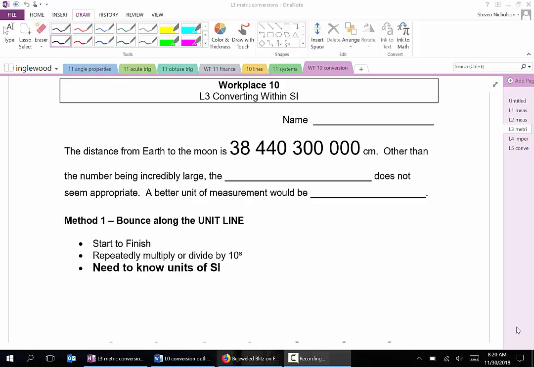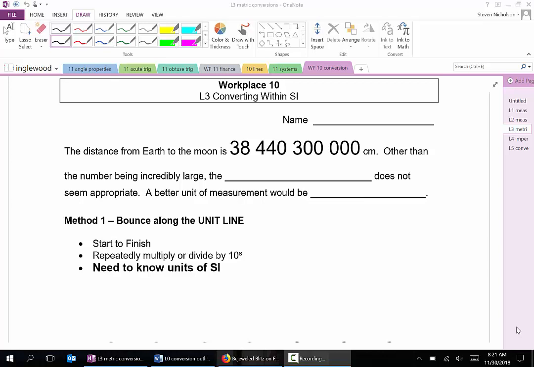This video looks at converting in between or converting within the metric system. So here's an example of a distance from the Earth to the Moon. And that number is 38,440,300,000 centimeters.